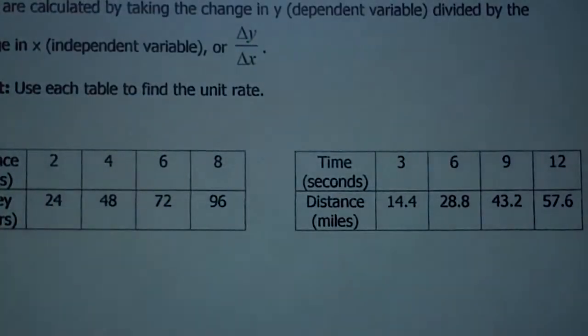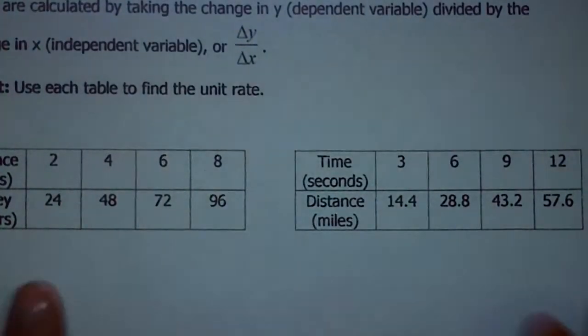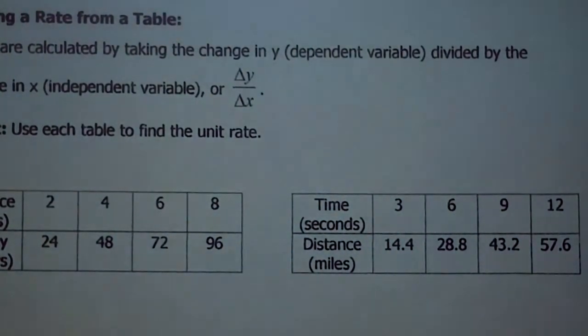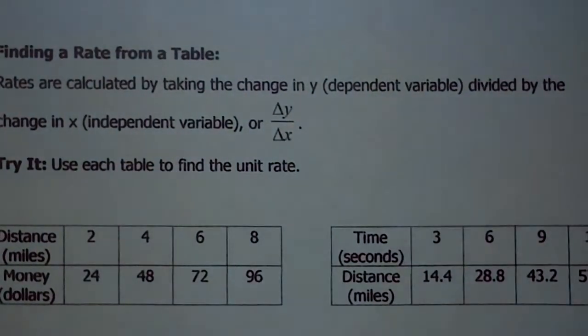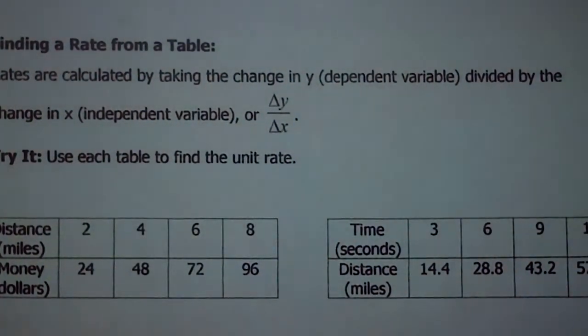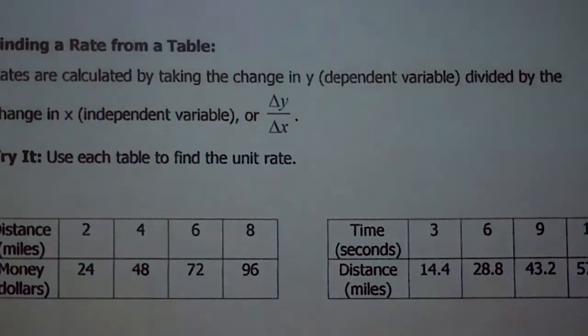So that was a verbal statement, right? We learned how to figure out a unit rate from a verbal statement. I also want you to be able to figure out rates from tables and from graphs, because you're going to see lots and lots and lots of tables and graphs in your future math careers. All right, so how do you find a rate from a table? It's the same kind of idea here. They're calculated by taking the change in the dependent variable and dividing it by the change in the independent variable.